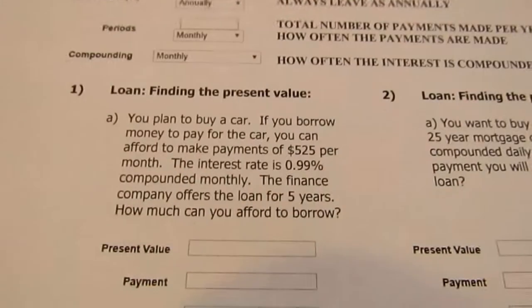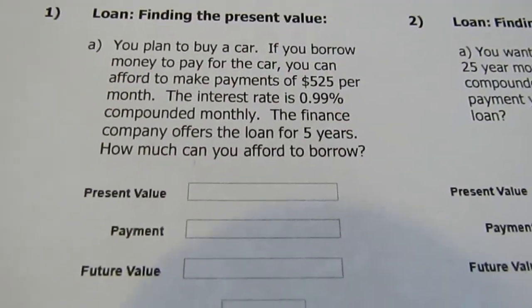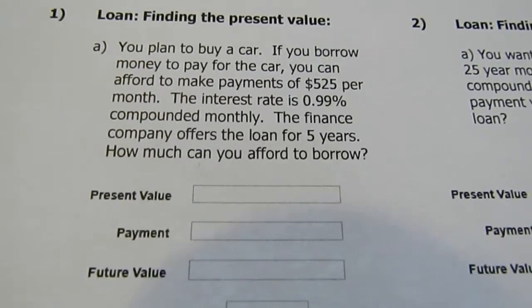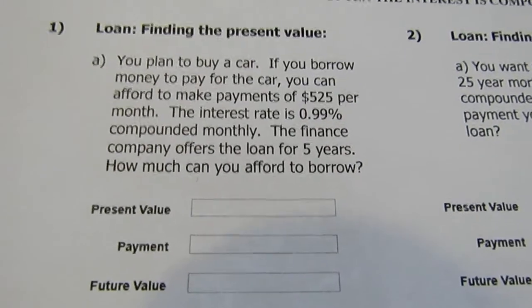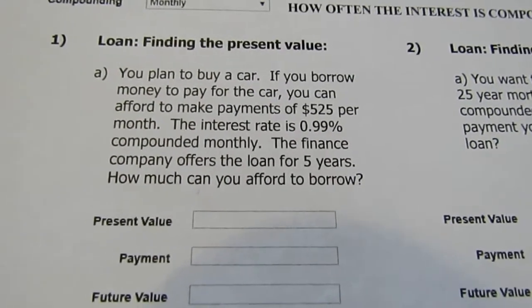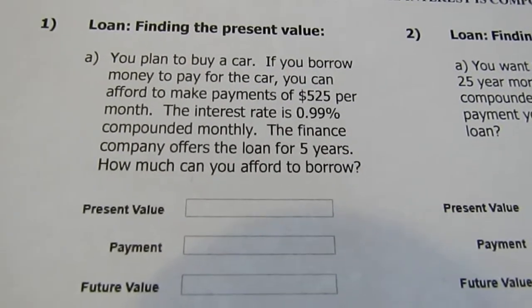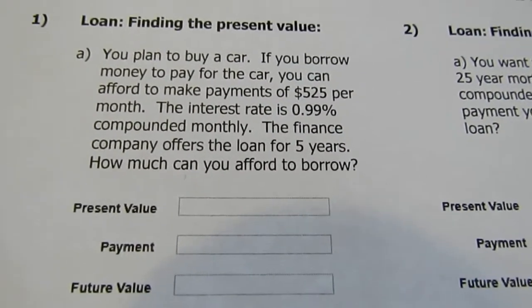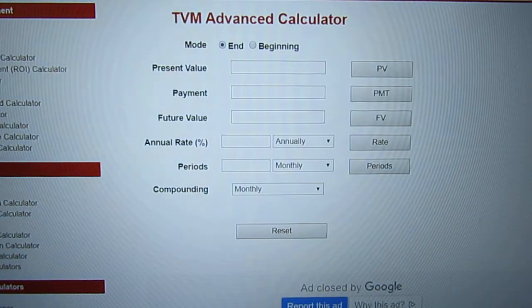The first question is a loan where you're finding the present value. You plan to buy a car. If you borrow money to pay for the car, you can afford to make payments of $525 per month. The interest rate is 0.99% compounded monthly. The finance company offers the loan for 5 years. How much can you afford to borrow? We're going to fill in the information on this online calculator.